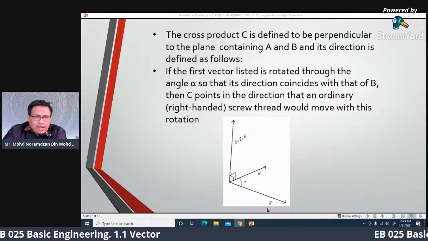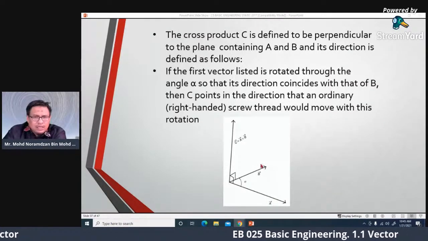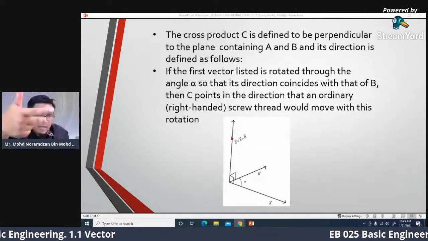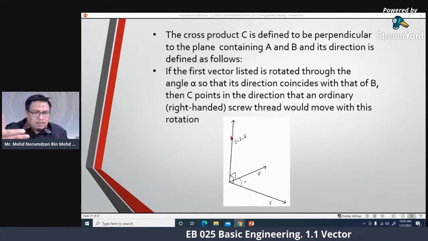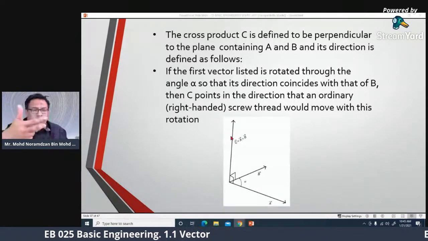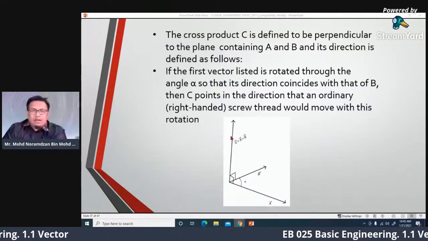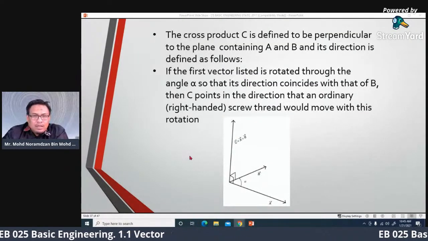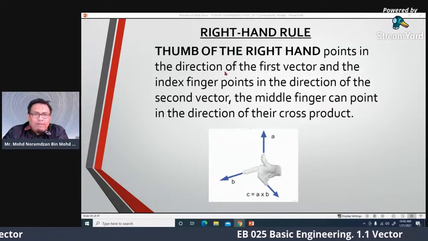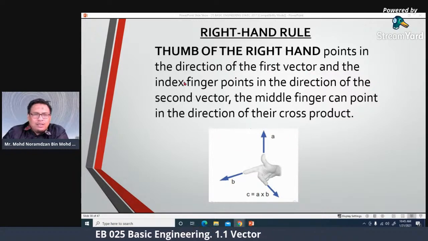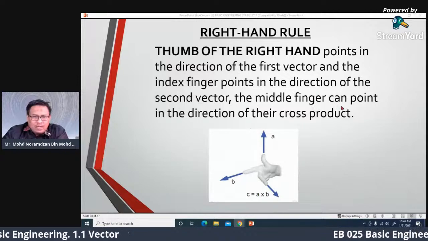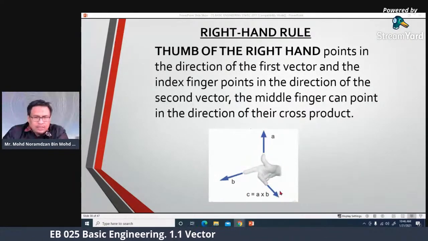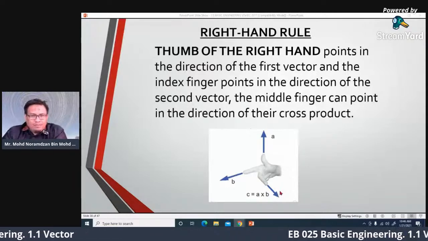For example, A cross B. This is the C. So the direction is up. Okay, this one is clear. You can see the thumb of the right hand points in the direction of the first vector and the index finger points in the direction of the second vector. The middle finger points in the direction of the cross product. A cross B, this is the answer. C is equal to A cross B.